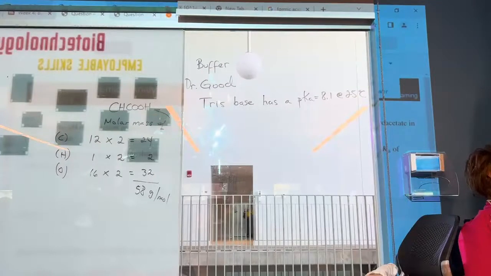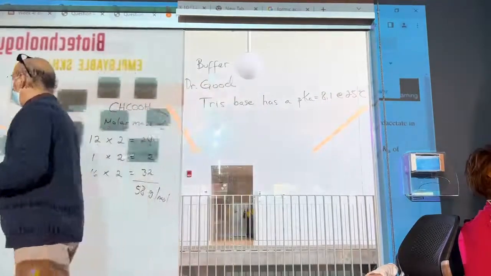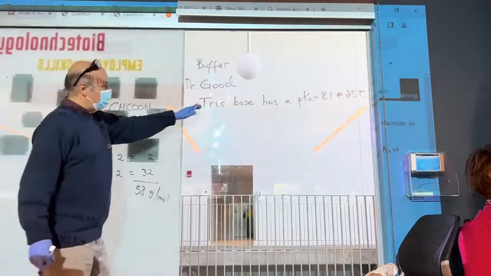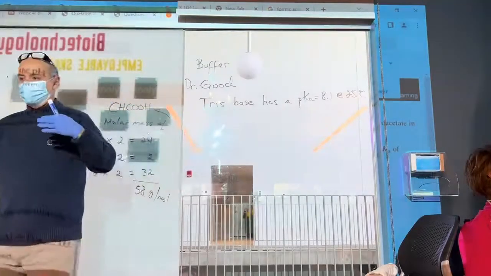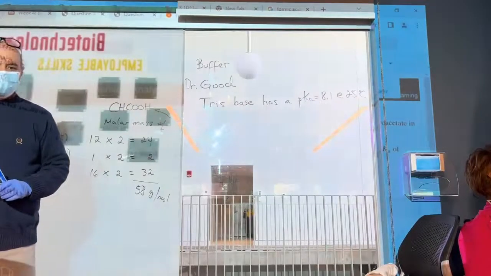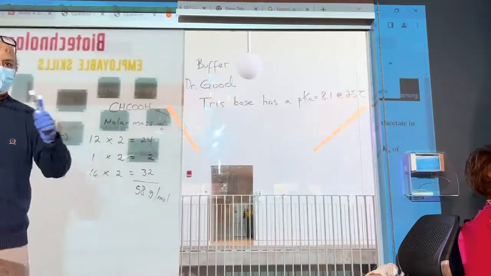Well, it means that at a pH of 8.1, I'm going to have 50% of that and 50% of that. Here is another thing that you need to write down and never forget. Any buffer is useful at a range of pH of plus or minus 2 from the pKa.